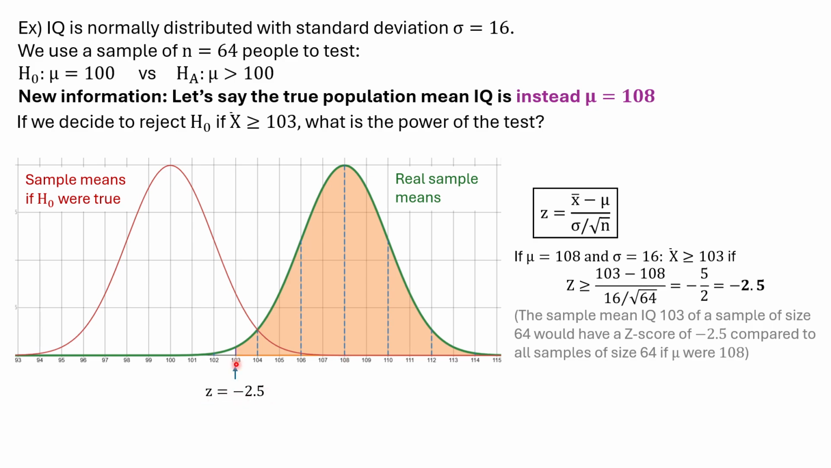As you can see, it is a much larger area in orange. That is the probability of not making a type 2 error or of rejecting the null hypothesis when we really should. So the power is this orange area, the probability that the z-score is larger than minus 2.5, which is 99.38%.